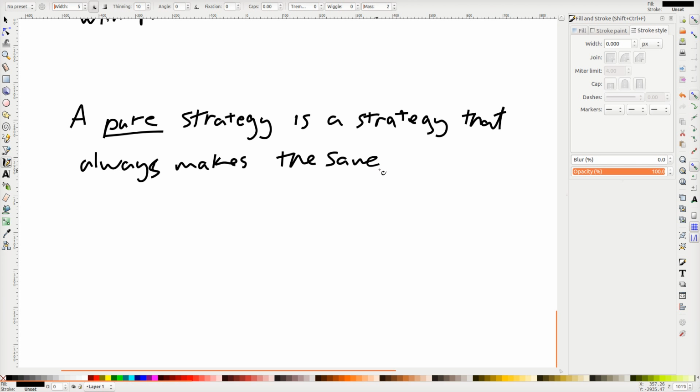It always makes the same decision in the same situation. So this is like Bart's strategy. Bart always does the same thing when he's in the same situation, right? Whenever he has to play rock, paper, scissors, he always throws rock.